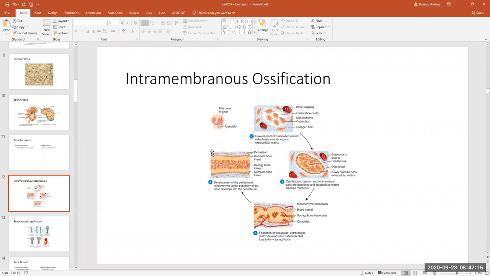So that periosteum now is a connective tissue membrane that surrounds the outside of the bone. It came from a condensation or a condensing down of the mesenchymal cells along the edges of where the bone is developing. So we have the development of a connective tissue membrane that begins ossification. So we call that the ossification center.